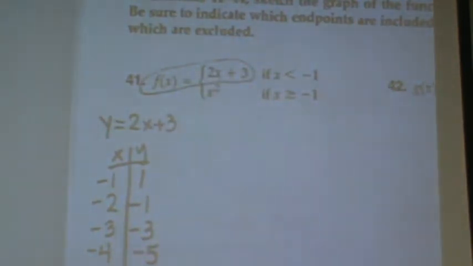So we're going to graph these points and see what we have here. At -1, up 1. Over 2, down 1. Over 3, down 3. Over 4, down 5. Okay, so we have this line going that way. But at -1, we should have an open circle, not a closed circle. So make sure you put an open circle right there, because we are not including -1.